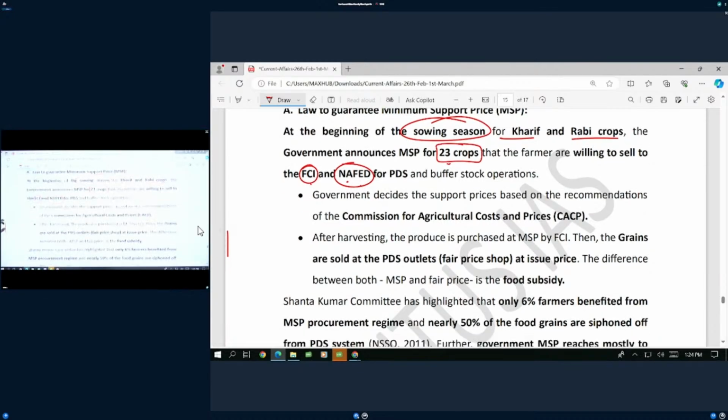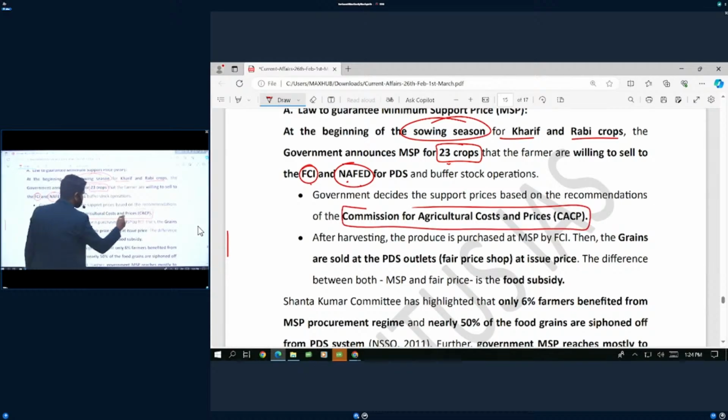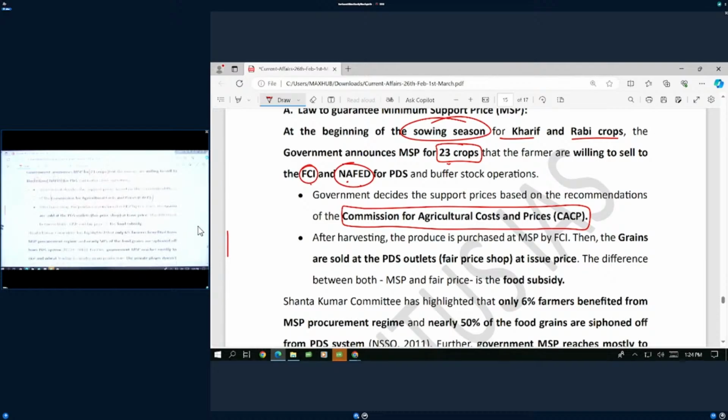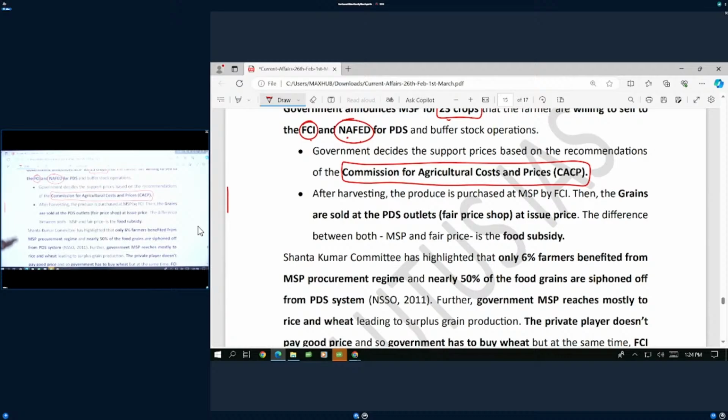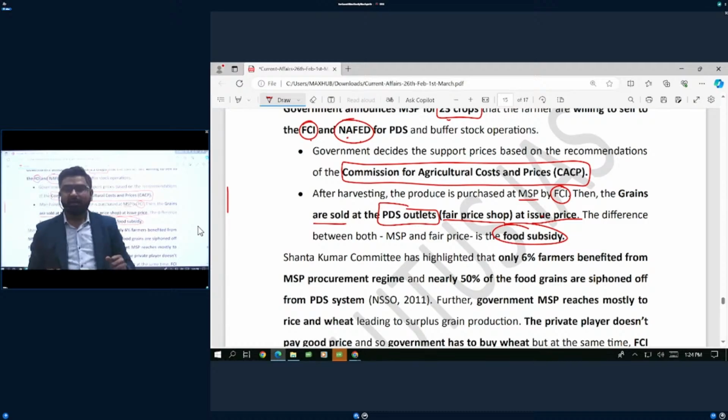Now government decides MSP according to the recommendation of CACP, Commission for Agriculture Costs and Prices. It suggests MSP, the government approves. After harvesting, FCI and NAFED purchase crop at MSP. Then the grain is sold to PDS outlets, known as fair price shops, at issue price. Difference between issue price and MSP is known as food subsidy. So how does food subsidy work in India? Let's say market price of potato is 10 rupees.